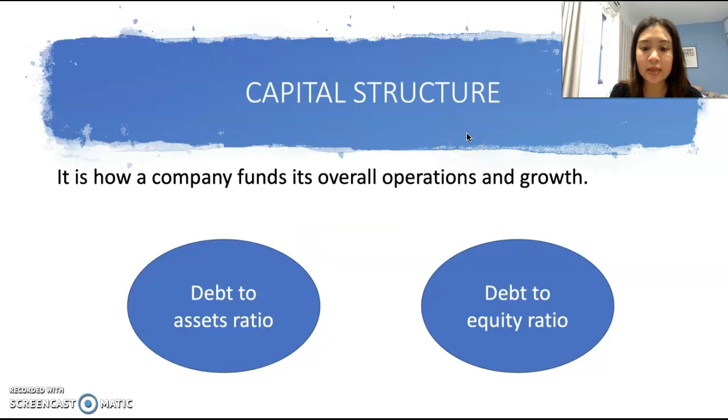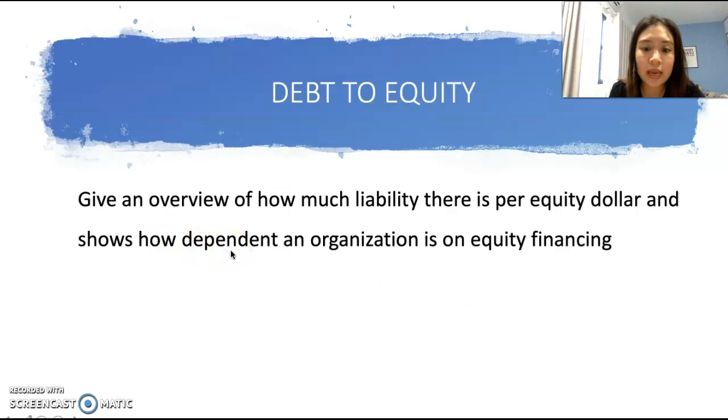So next is the capital structure. It gives an insight into how much equity liability there is per dollar and shows how dependent an organization is on equity financing. And it is categorized into two main types: debt to assets ratio and debt to equity ratio. So debt to equity gives an overview of how much liability there is per equity dollar and shows how dependent an organization is on equity financing.